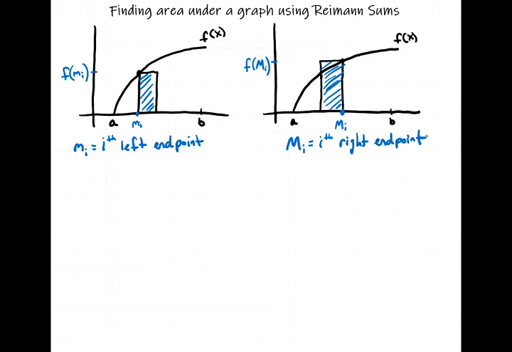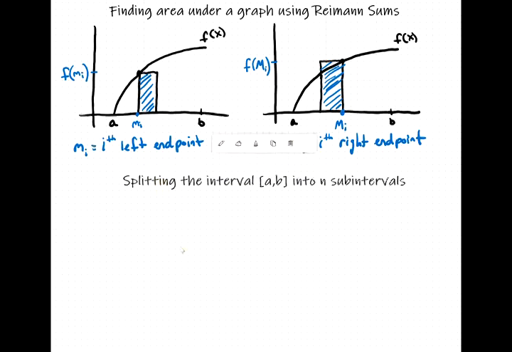So basically what we do is we take that interval a to b and we split it up into subintervals. So let's say we're going to be splitting the entire interval a to b up into n subintervals, meaning if there's n subintervals, that means we're using n rectangles. So if we want to use 5 rectangles to estimate the area, then n is equal to 5, and so on.